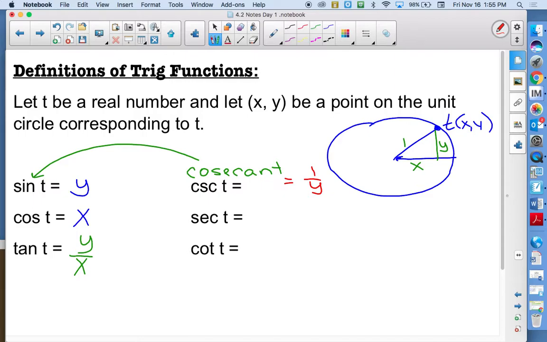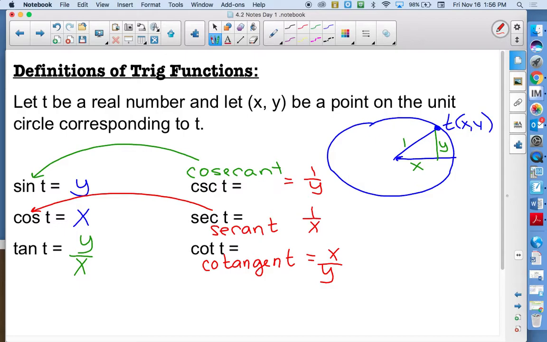The next one is just the secant. It is buddies with the cosine. So secant and cosine are inverses, they're reciprocals, they're opposites, they're buddies. So cosine is x, secant is 1 over x. And then the last one is the cotangent. This is the one that looks like cotangent. It's buddies with the tangent. So it would be x over y instead of y over x.